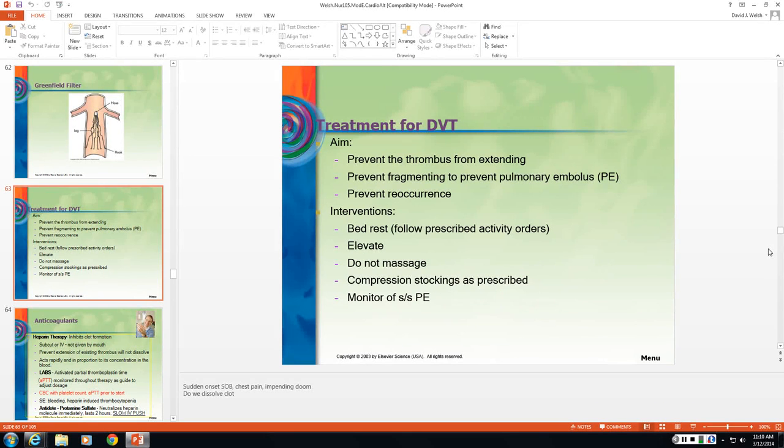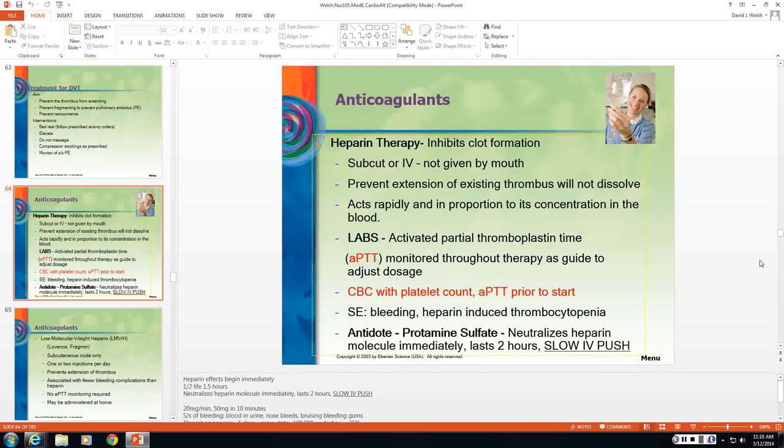So signs and symptoms, sudden onset of shortness of breath, chest pain, impending doom. Remember, with any kind of anticoagulation therapy, you're not going to dissolve the clot. You're going to keep it from extending. So let's look at heparin, anticoagulant. Heparin, usually the effects begin immediately. Their half-life is about 1.5 hours.